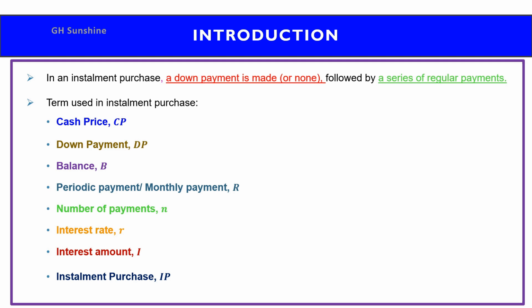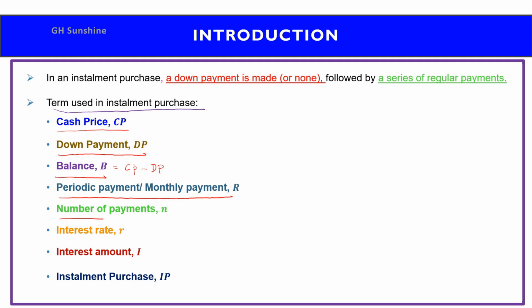This is the list of terms used in installment purchase. First, cash price, denoted by CP. Next, down payment, which is calculated based on cash price. Third is balance, which means the difference between cash price and down payment. Number 4 is periodic payment or monthly payment, denoted by capital R. It means when you buy something using installment purchase, you need to pay monthly. That is the periodic payment, also known as monthly payment.